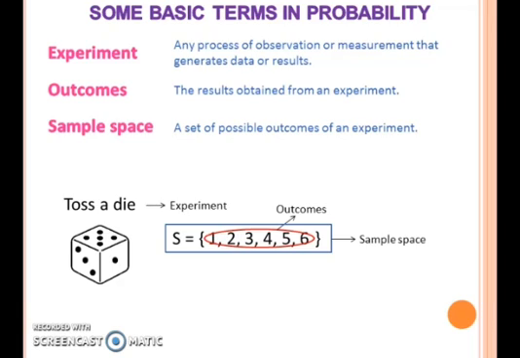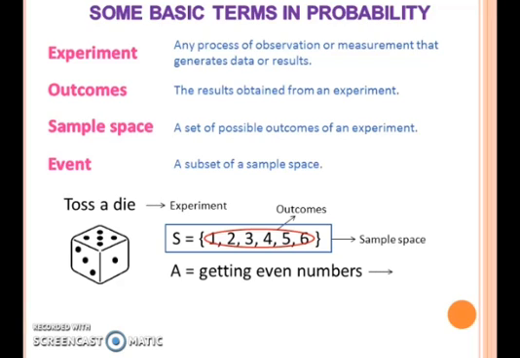The last term is event. Event is a subset of a sample space. For the experiment of tossing a die, we could define an event A to be the event of getting even numbers. So the outcomes of A would be 2, 4, and 6.